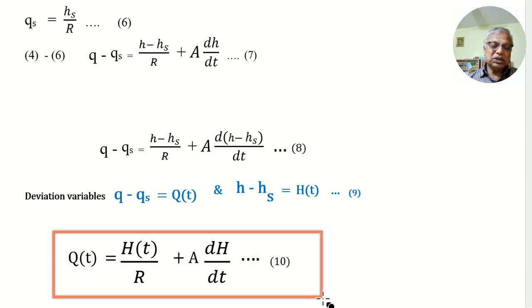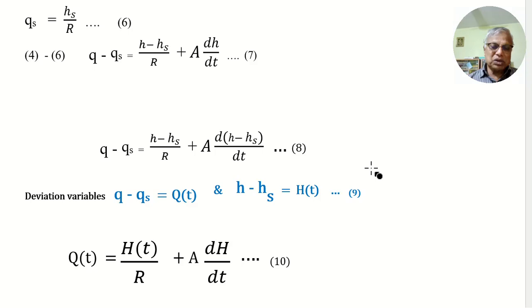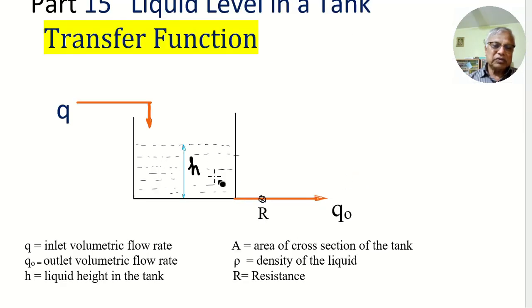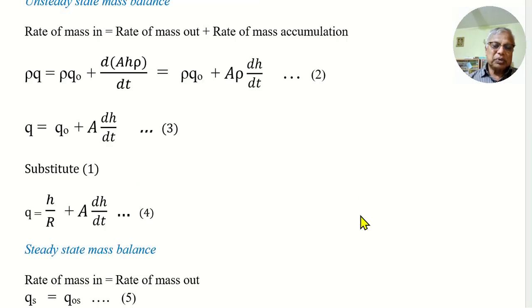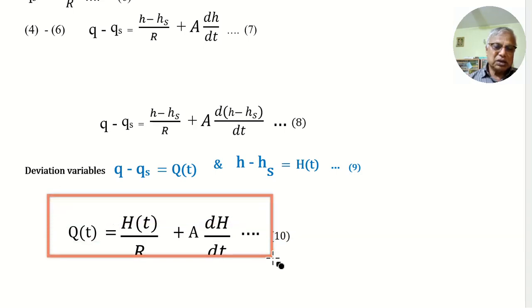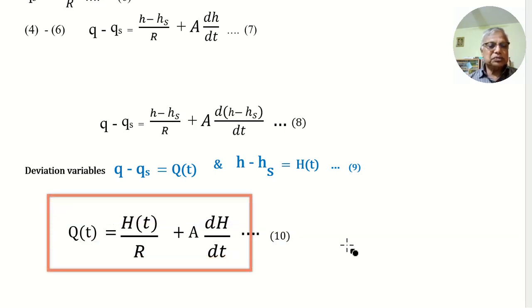The process is simple. Liquid is flowing through the tank, and the liquid head is the driving force for the outlet flow. There is no external driving force. The liquid head is the driving force for the outlet flow rate. So the process is described by this first order linear ordinary differential equation.